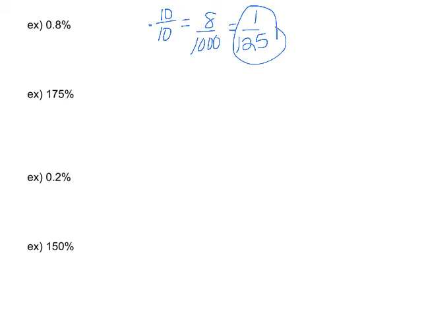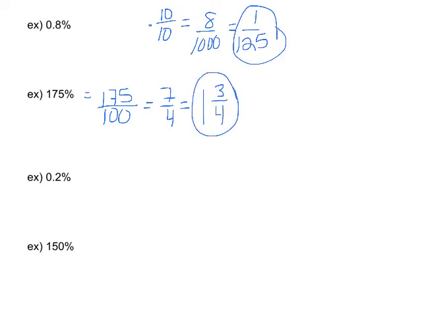For 175%, I'm still comparing to 100, so I have 175 over 100, which will simplify to 7/4. And then I'm going to turn that into a mixed number. So 4 goes into 7 one time, I have 3 left over 4. So my answer is 1 3/4. Go ahead and pause the video, and I want you to try this one on your own.